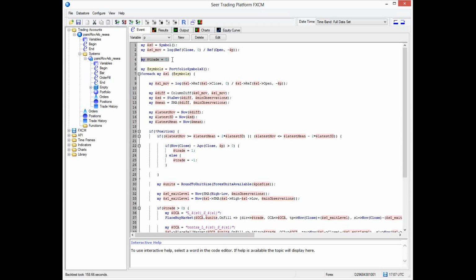I have a variable called trade. You'll see how I use it later. Basically, that tells me which direction I want to set my position for that instrument.